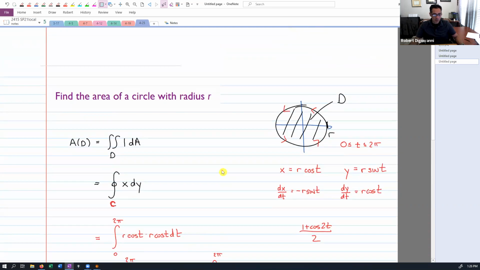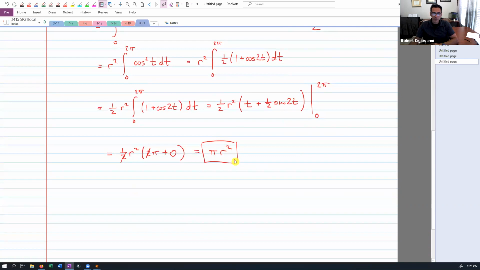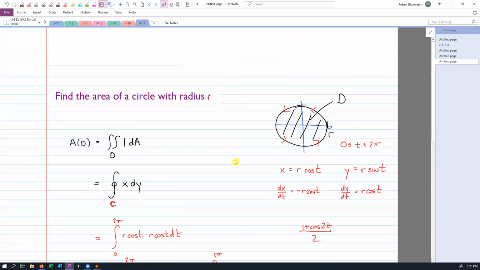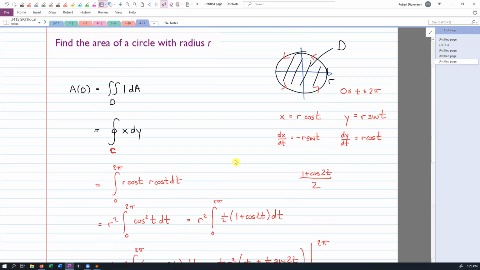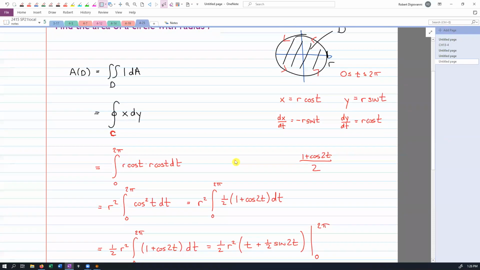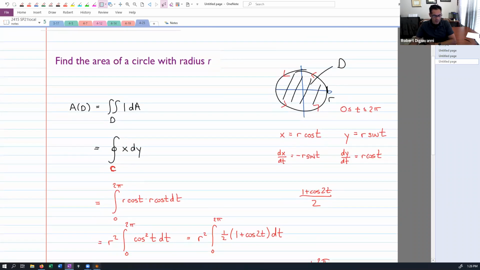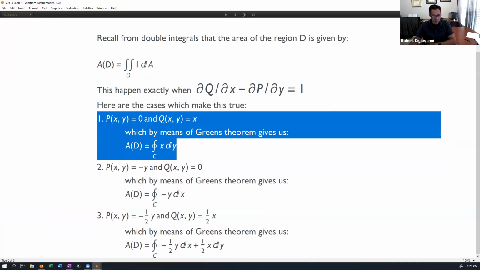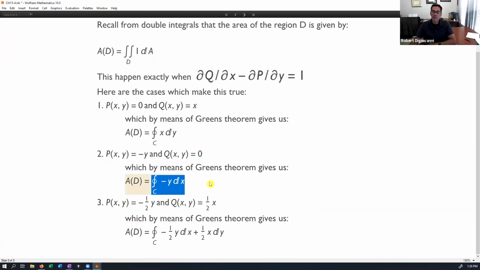Taking a double integral that we acted like we didn't know, converting it to a line integral, and then computing. And that would have also worked if we chose a different formula for our line integral, like negative y dx. Are you asking me, would we have gotten the same answer had we used this one here instead? Yes. If we did this integral instead, negative y dx, we would have got pi r squared.